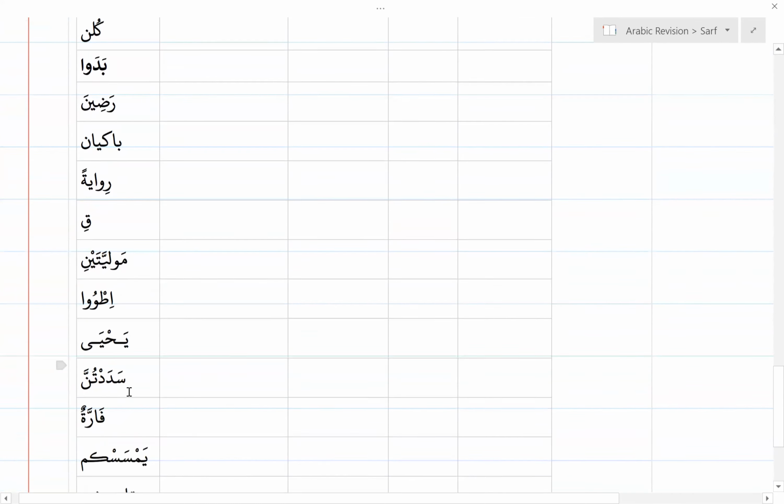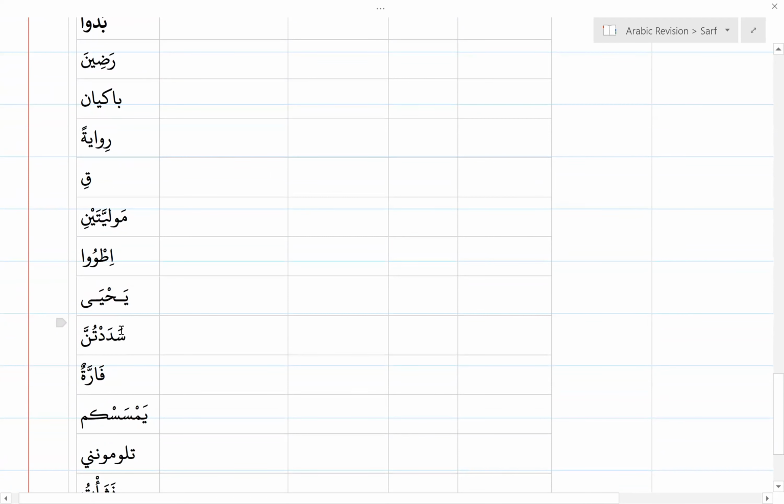Let's try this one. Let's try Sadadtunna here, because I feel like we haven't done anything like this. What do you guys think? Is there any attachment? Yeah, the tunna is giving it away. So is it an attachment or is it like a version of it? What do you think? I think it's an attachment.